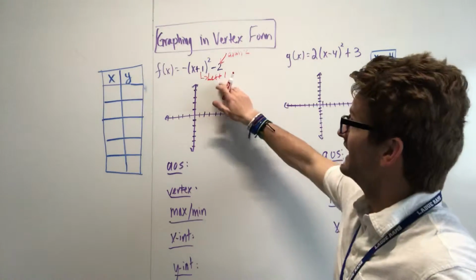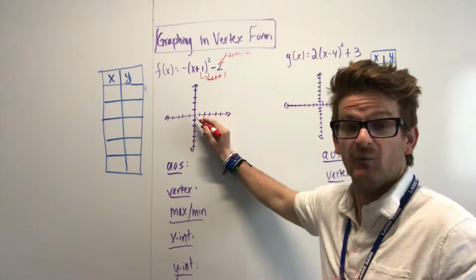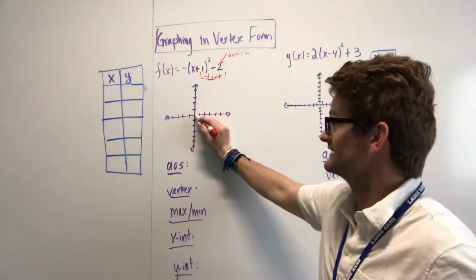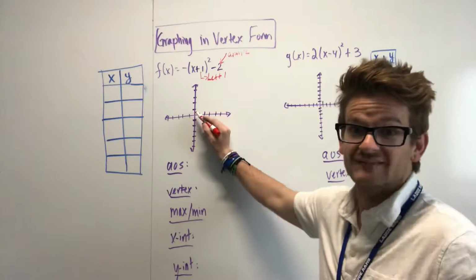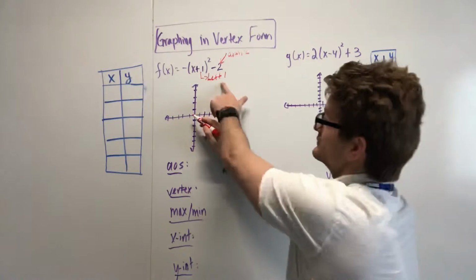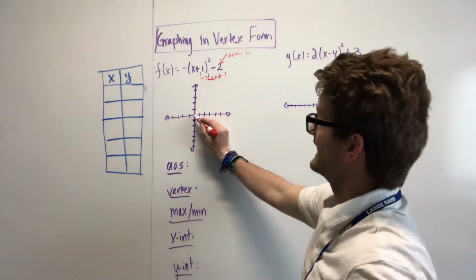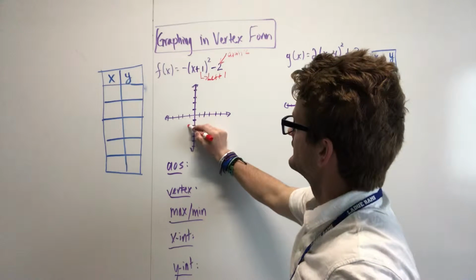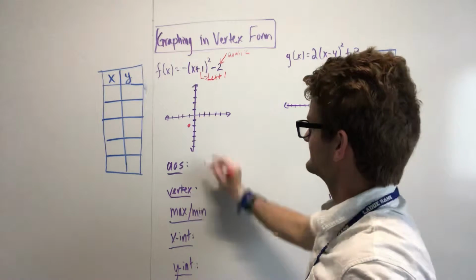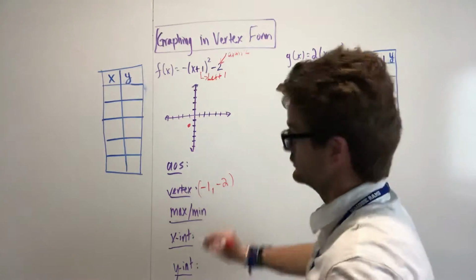Based on that, this is really telling us that from our parent function, y equals x squared, which has a vertex at 0, 0 at the origin, we're going to take that vertex and transform it according to our left and right movements and our up and down movements. So we're going to move it left 1 and down 2. So now our vertex is located at negative 1, negative 2.